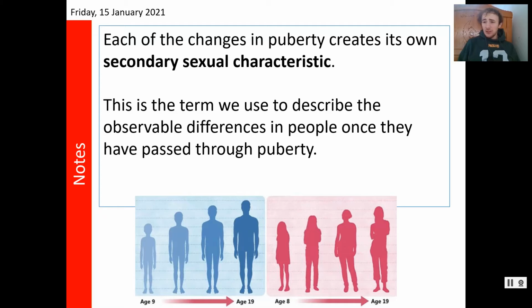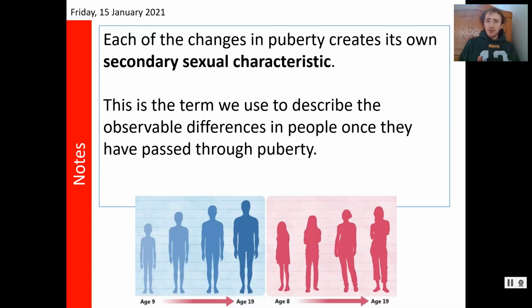So each of those changes there causes a secondary sexual characteristic. So you were talking about something like increased shoulder width. That is a secondary sexual characteristic. Now, broadly, a secondary sexual characteristic is something that can be used to tell the sexes apart, to tell male from female, which is not entirely necessary for being male or female.